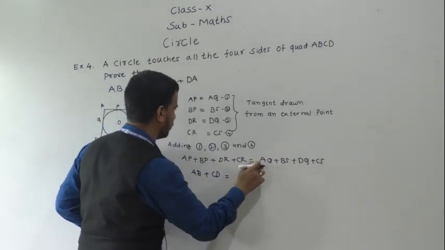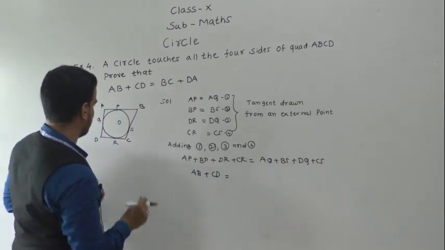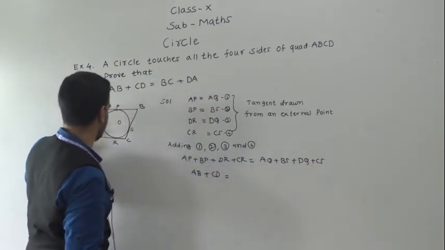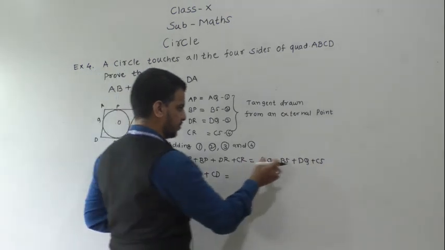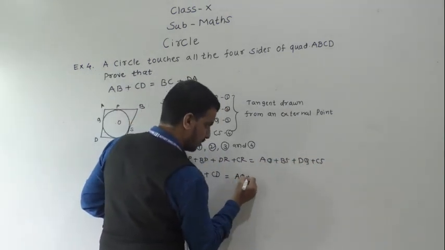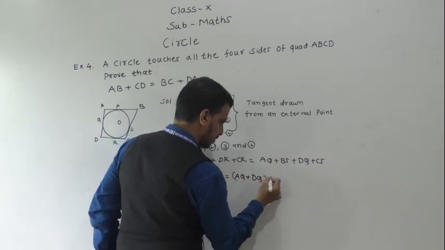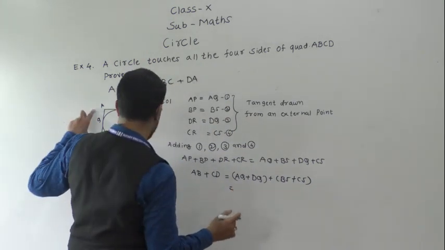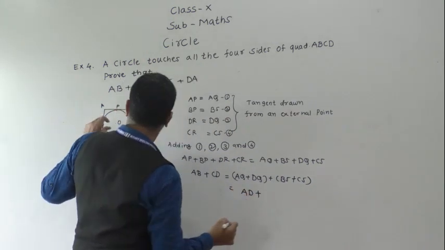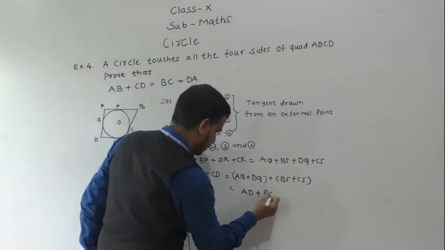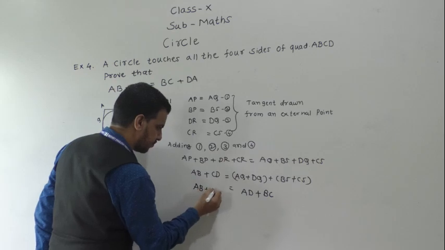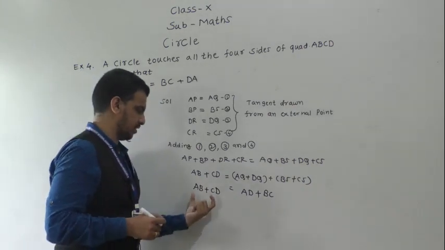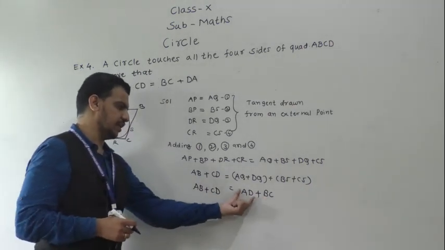So AB plus CD is equal to, now here we want BC plus DA. BC we will get as BS plus CS, and AD or DA we get as AQ plus DQ. So taking them together, AQ plus DQ is AD, and BS plus CS is BC. So here AB plus CD is equal to AD plus BC. This is LHS equal to RHS. Okay, AB plus CD is equal to BC plus AD.